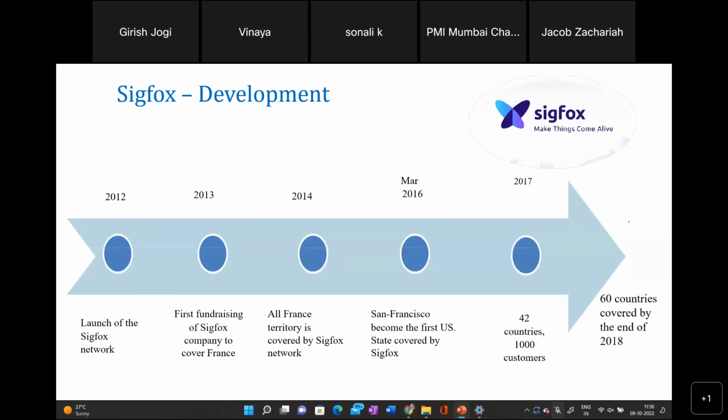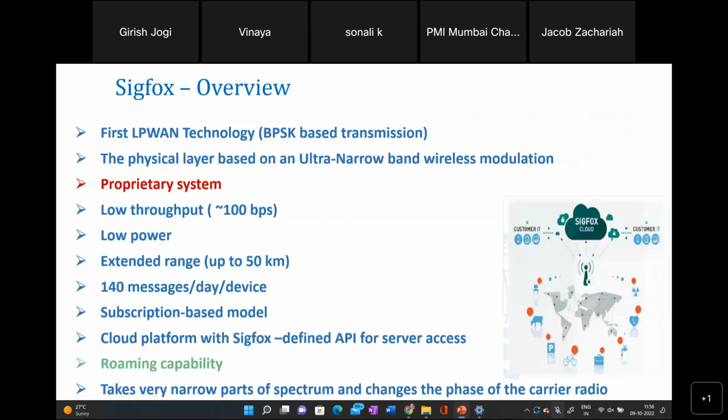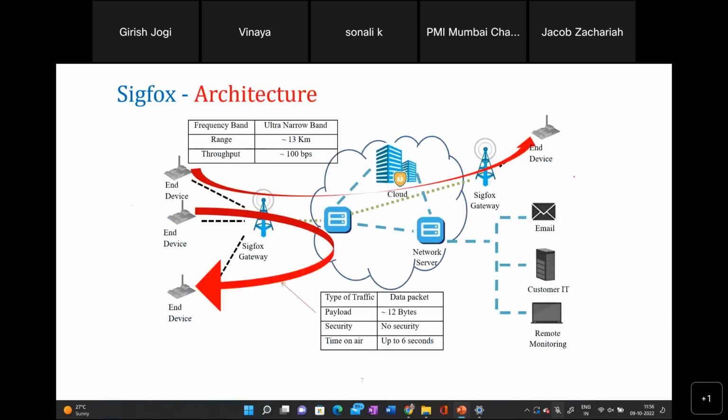Then there is Sigfox, one of the newest technologies coming into the picture for IoT applications. Sigfox has an extended range up to 50 kilometers, has roaming capability, and allows 140 messages per day per device, but again for low throughput applications, when the data to be transmitted is smaller. In a similar manner, you have the structure for Sigfox also: the end devices, the gateway connected to the network, to the cloud, and then through the Sigfox gateway, it is connected to the end device.